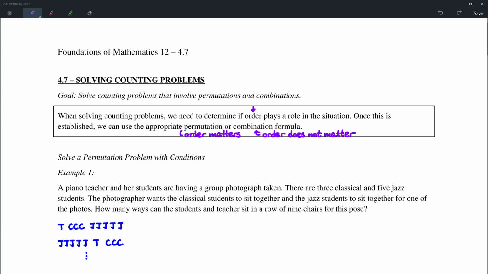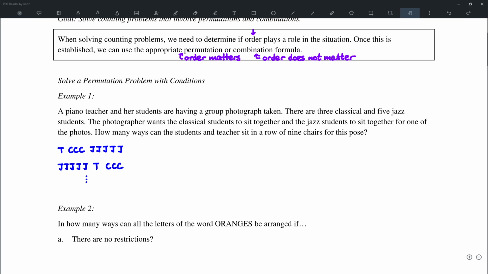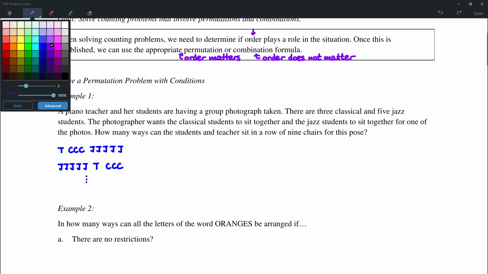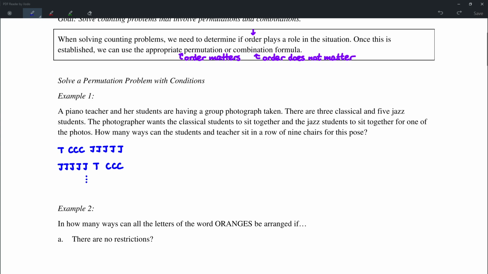So we'll begin with example number 1. It says that a piano teacher is having a photo taken with her students, and in the photo, the classical students are to be seated together, and then the jazz piano students are going to be seated together. So we can see that in the first part of the question, we have 3 groups: teacher, classical, and then jazz. And there are 3 factorial ways to arrange these 3 groups. So there are 6 arrangements for the groups.